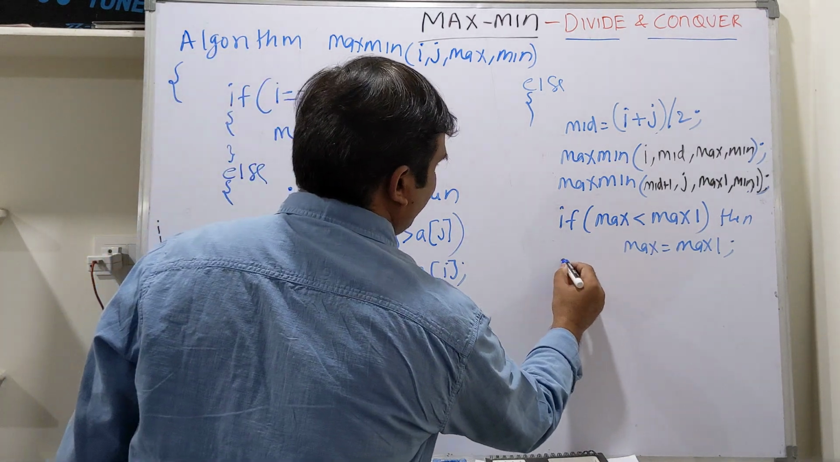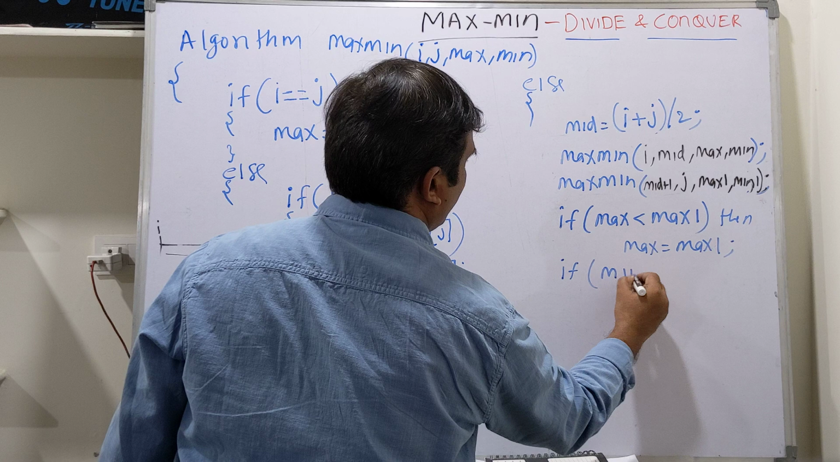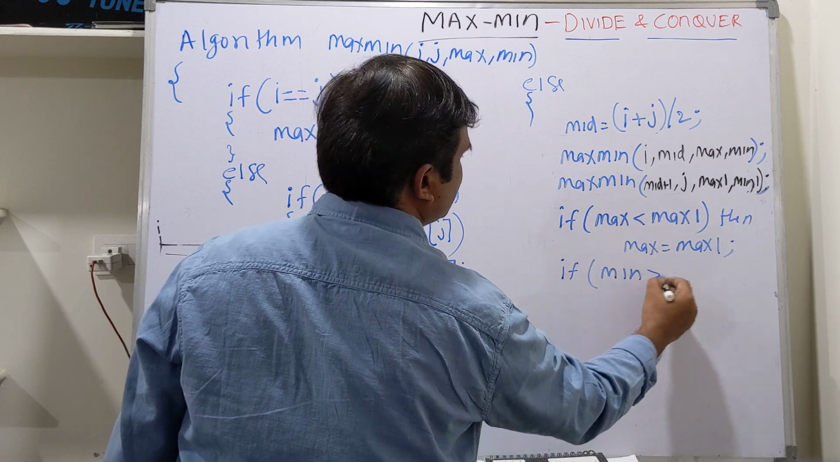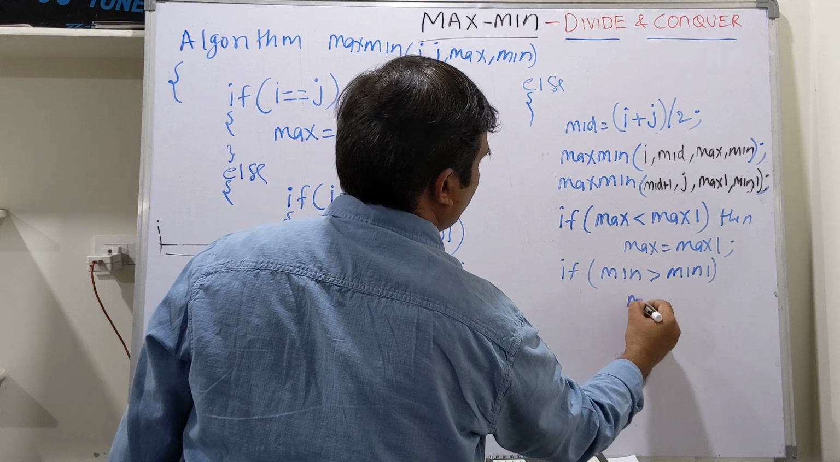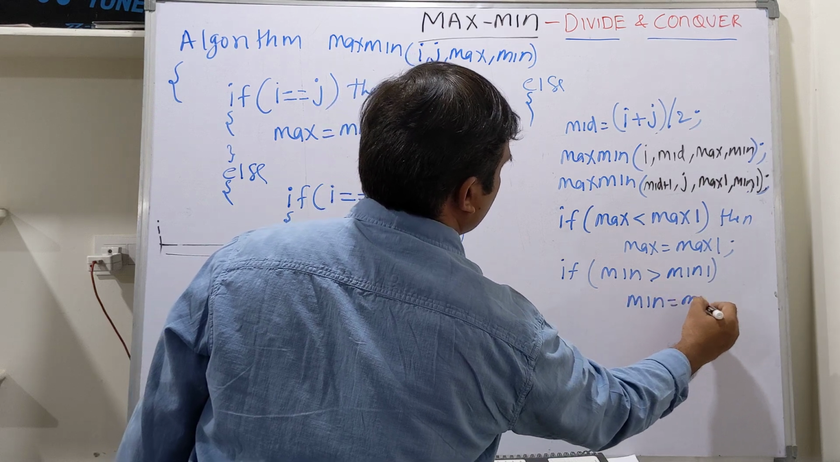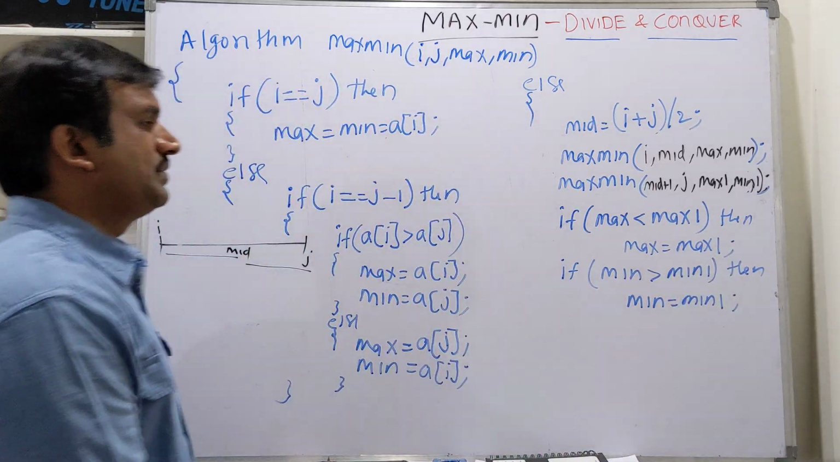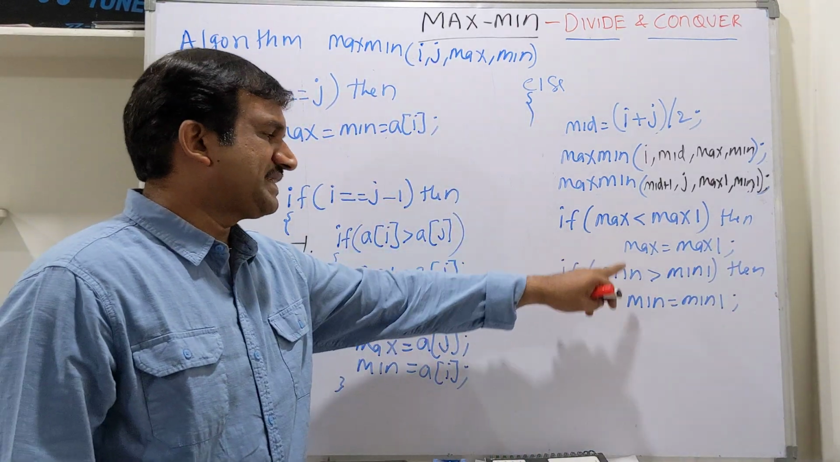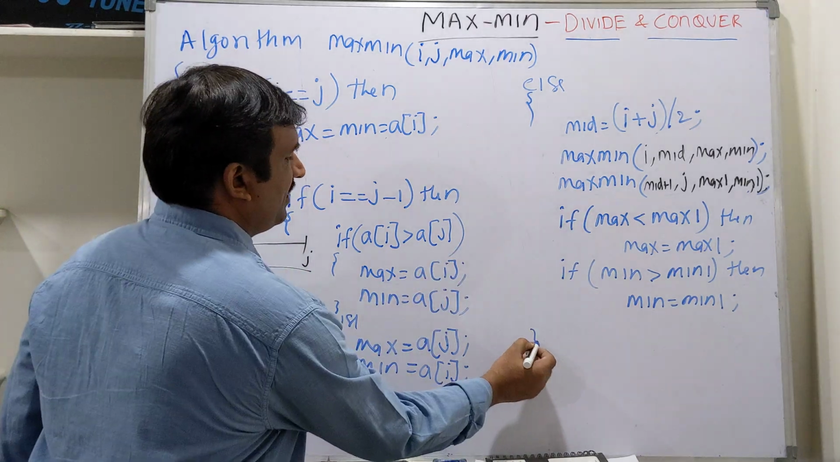Similarly, the minimum and minimum 1 will be compared. If minimum 1 is greater than min 1, that means the second minimum is the minimum, min is equal to min 1. So we finally got one maximum and one minimum. That will be the final answer.